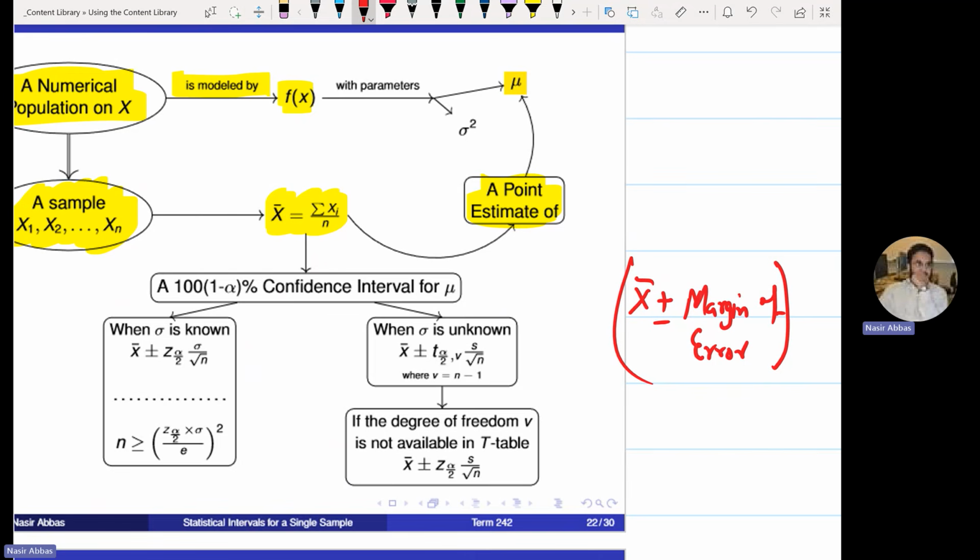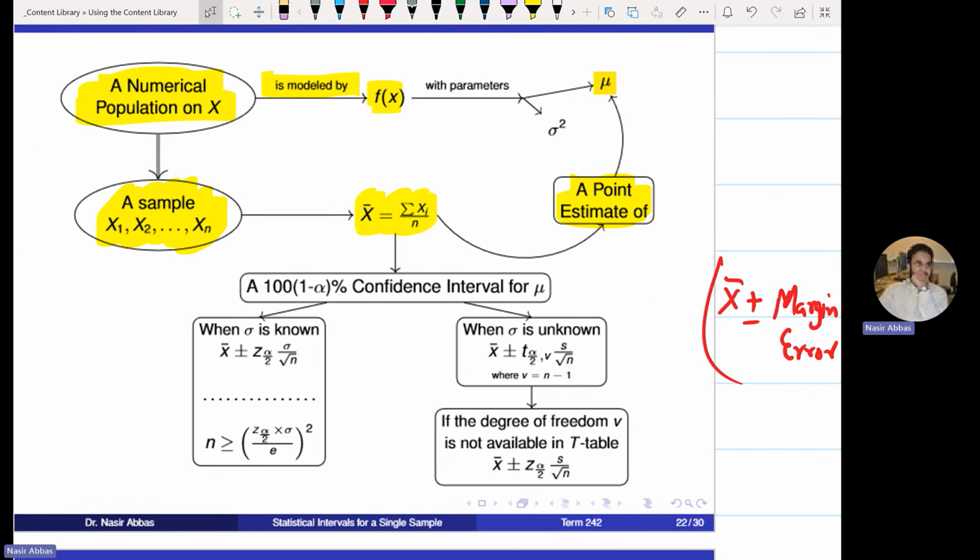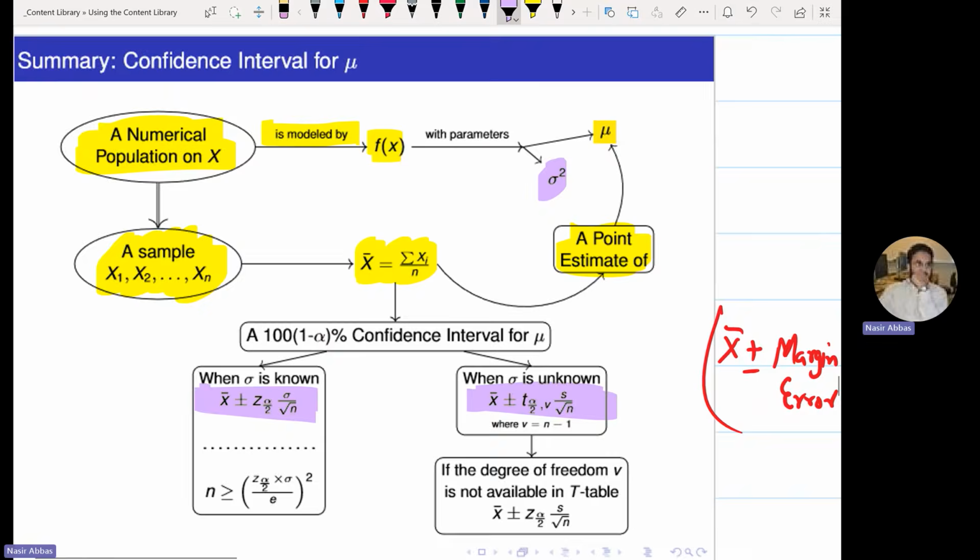So you convert the point estimate into an interval estimate using your knowledge from chapter 7, using the sampling distribution concept from chapter 7. And after you convert, you come up with two cases. The first case is when you are interested in mu, but the sigma square is known. If it is known, you use the z-based interval. If it is unknown, you use the t-based interval that uses the sample standard deviation instead of the population standard deviation. And the third case, I will discuss today when I take you to the t-table and show you the limitations of the t-table.